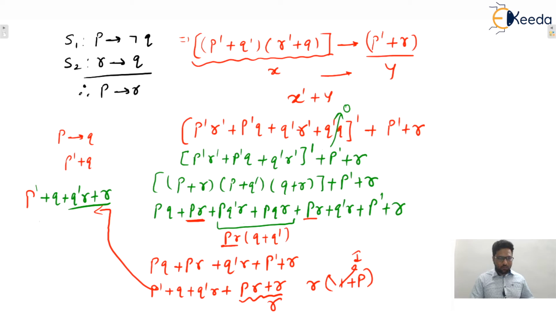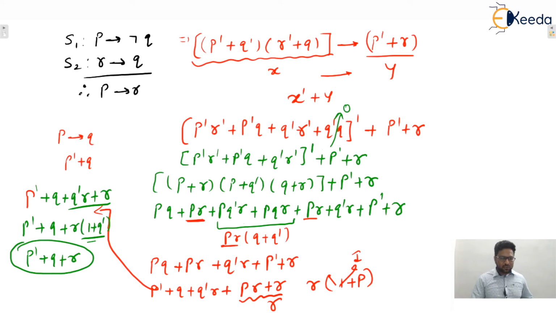Again take R as common. Then it becomes R as common, so 1 plus Q dash is 1. So it becomes P dash plus Q plus R. So we cannot simplify further. This is the last step. So it is not a tautology. This one is a contingency. So we can say that this one is not a tautology.